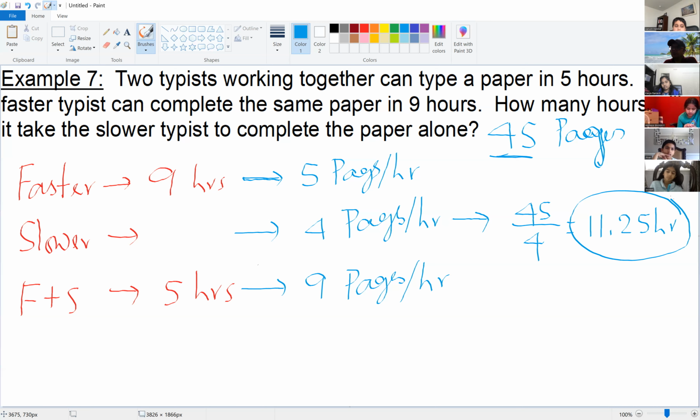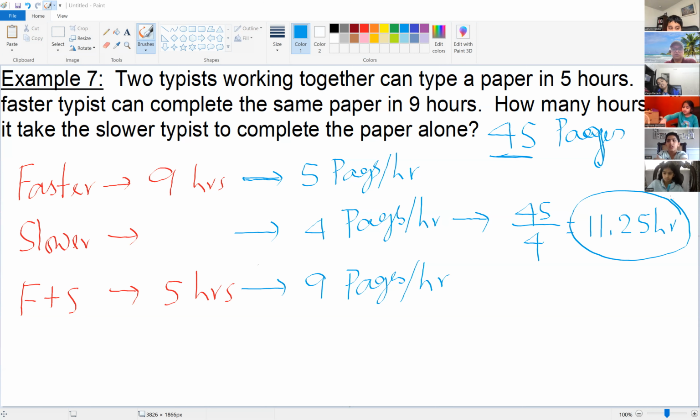Wait, how come... never mind, I'm good. They're working together, right? So the together would be the higher number. Are you good, Arush? Arush.